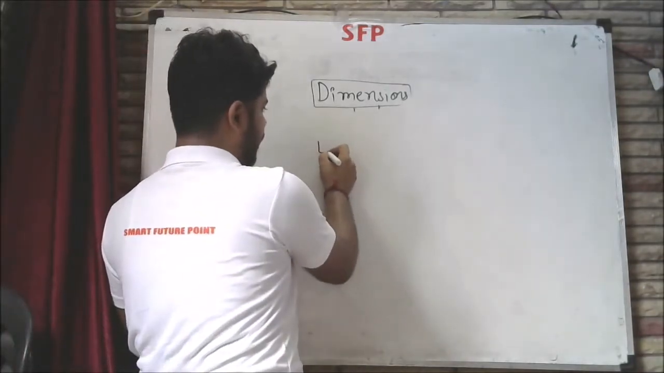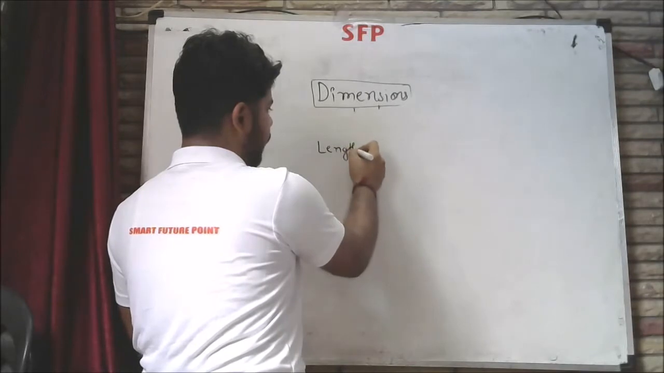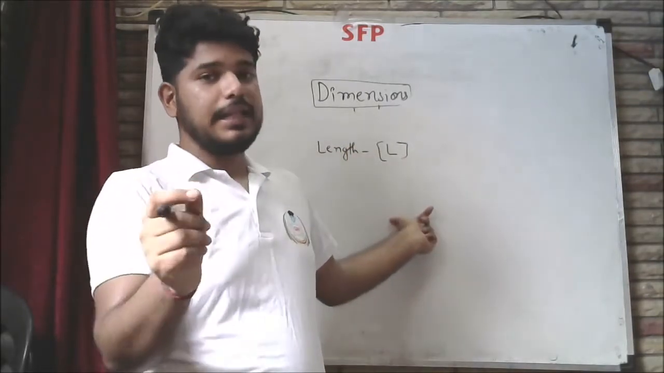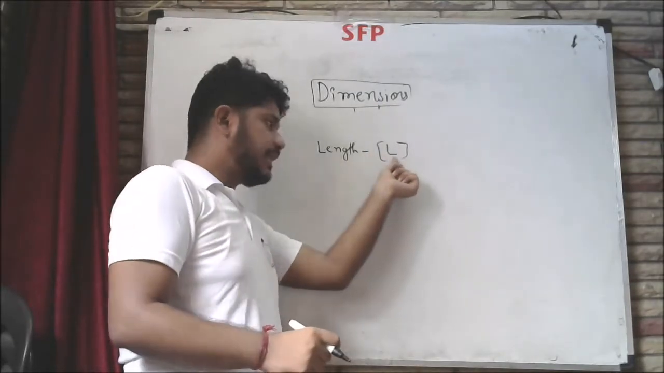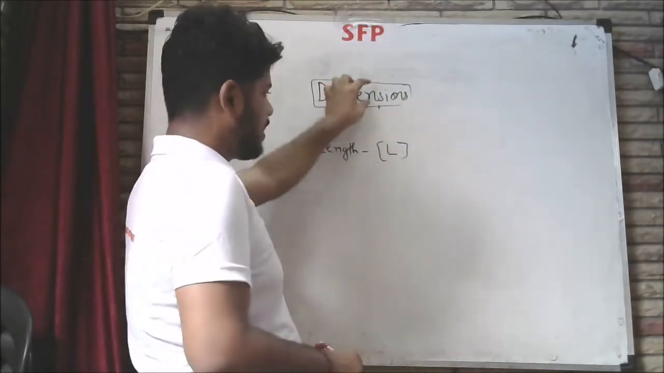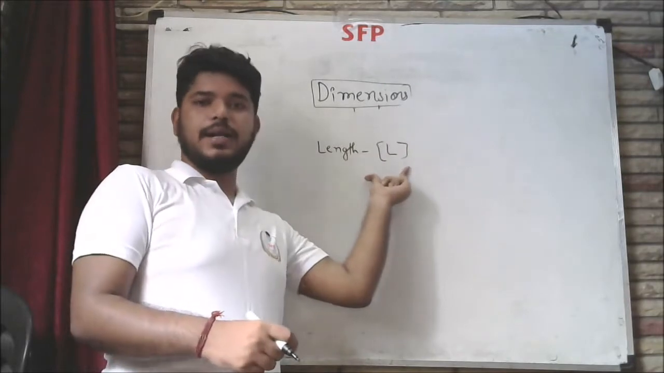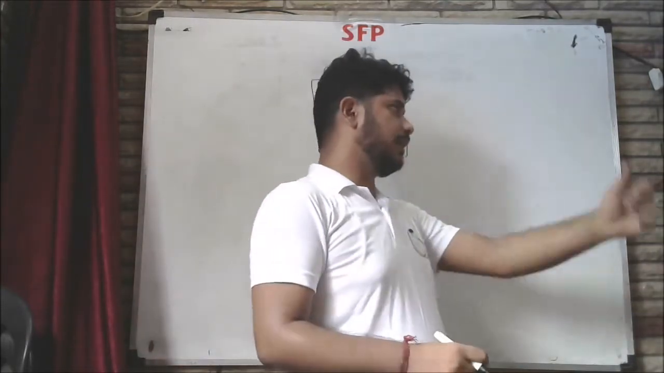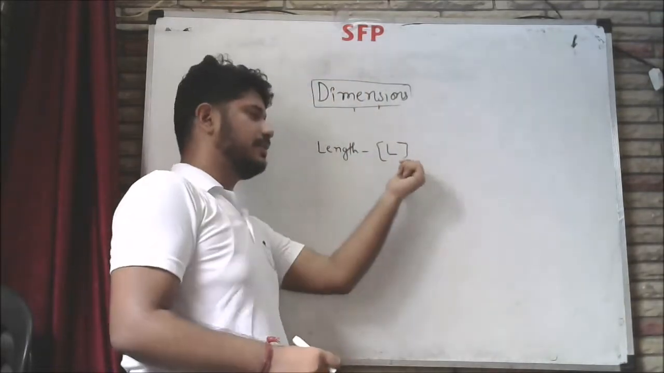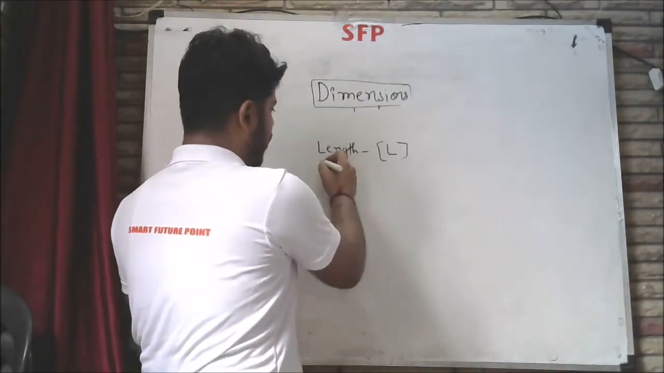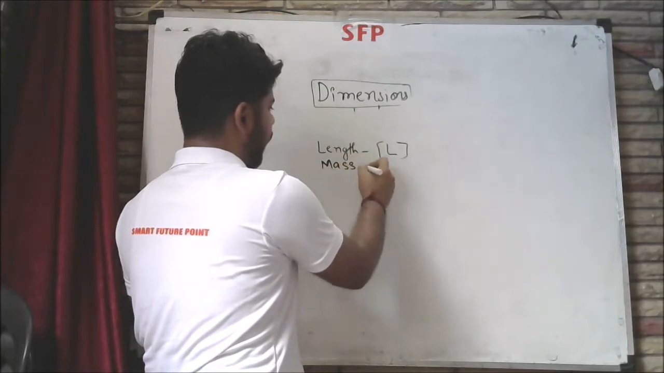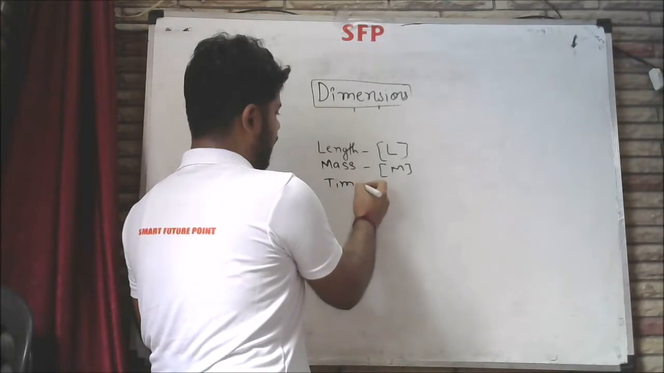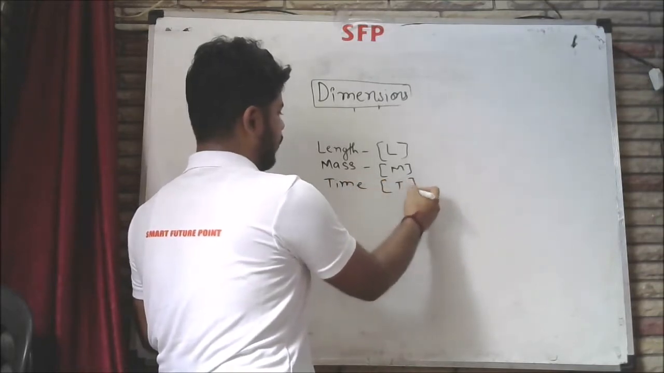First fundamental we have taken is length. It's represented by L, and dimension is always represented in a big bracket. Length is represented by L, but there is no such condition with the unit. Fine. Length has L. If I take mass, mass has M. If we talk about time, time has T.